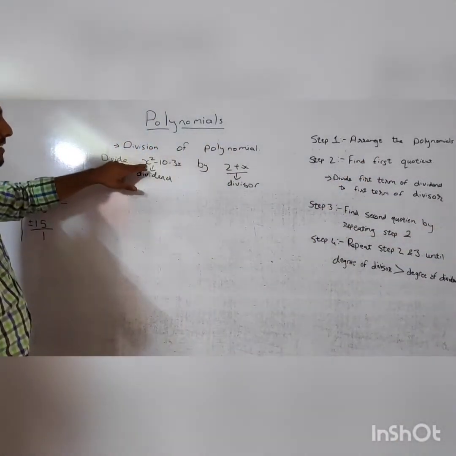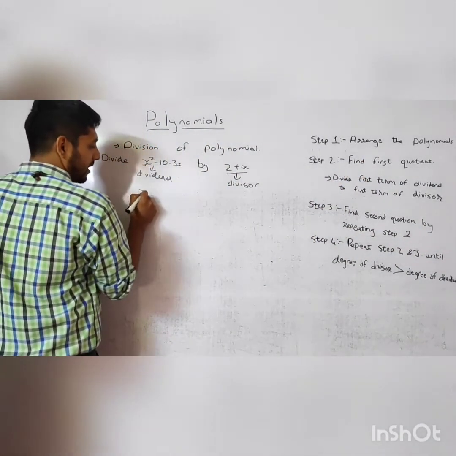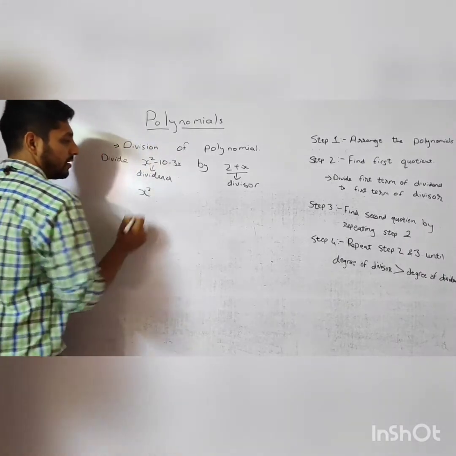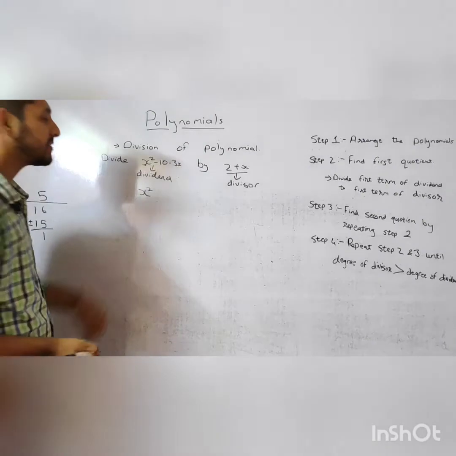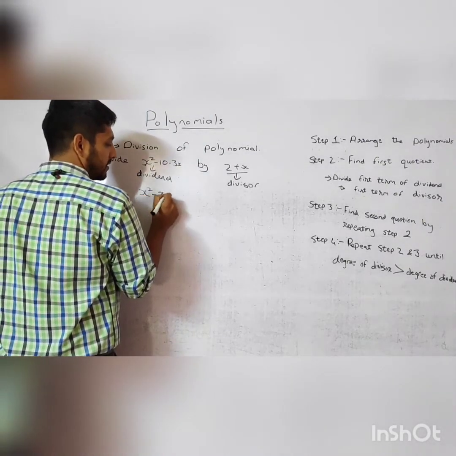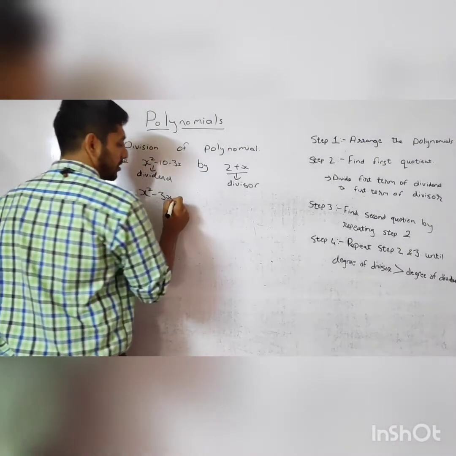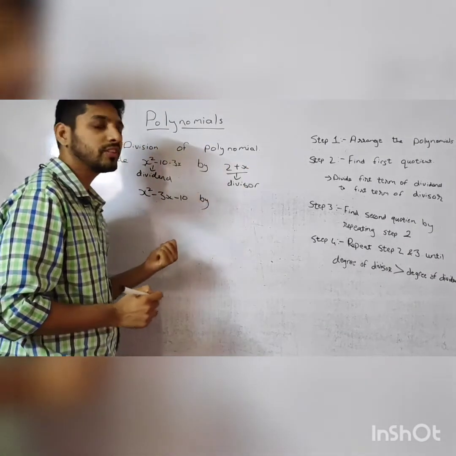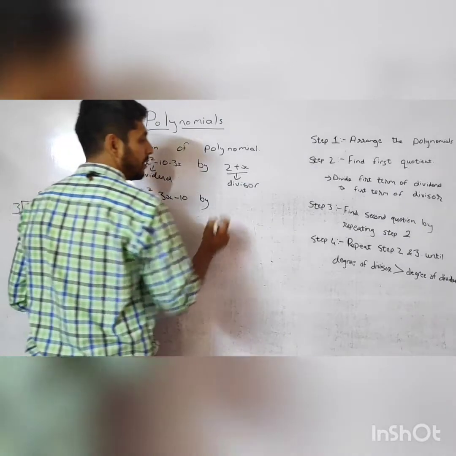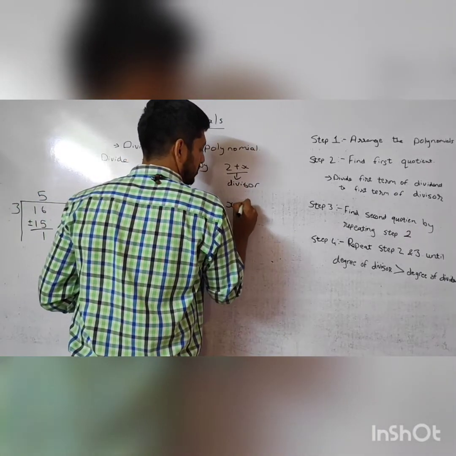What is the highest degree in this polynomial? X square is the highest degree. So I write x square. Then what is the next degree that comes in descending order? That is 3x, x raised to 1, minus 3x, and then the constant term. This polynomial also needs to be arranged in highest degree form. So first will be x plus 2.